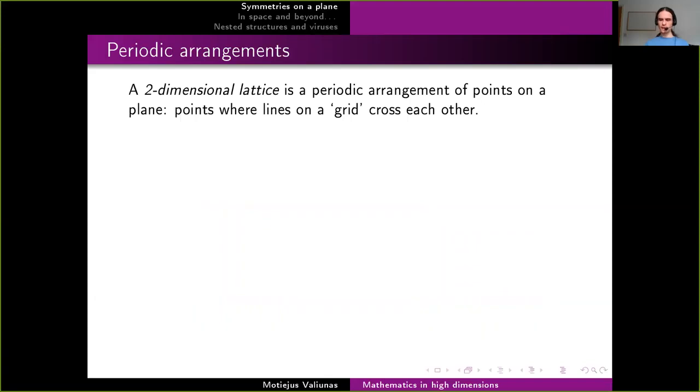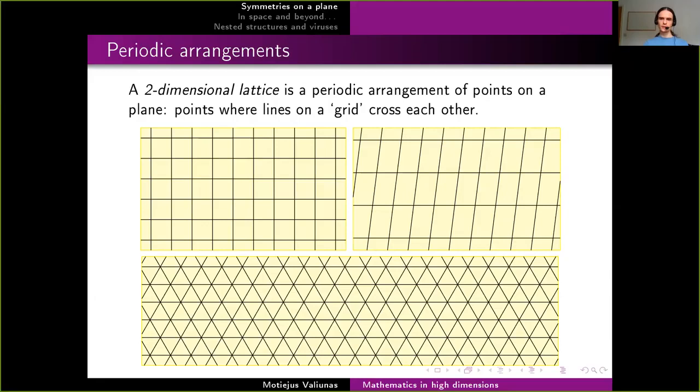Now that's about finite objects, but what about infinite objects? So we can have objects called lattices, and it is a periodic arrangement. So an arrangement that does not change when you shift it in one or the other direction. So when you have a translation, this can be described just as points where lines on some grid cross each other. So here are some examples.